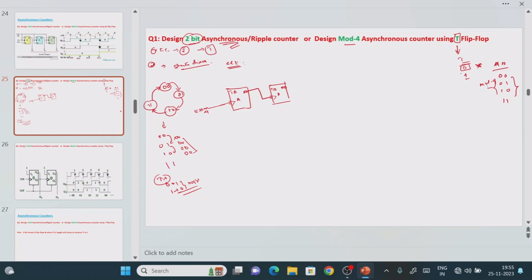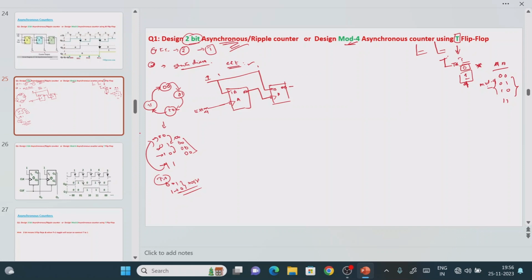Now what is the condition we have to take? T equal to 1, then only the toggle condition will occur, so that your count will change from 0 to 1, 1 to 2, 2 to 3, then 3 to 0. So what value do we have to connect? TA should be 1, TB should be 1. Instead of giving two external values, I am just connecting both terminals to the same value, 1. In previous classes, what did we do? We connected JA, KA to 1 and JB, KB to 1. Because here the T flip-flop has only a single input, we are just connecting TA to 1, that's it. That's the only difference. Remaining everything will be the same. So this is the circuit diagram for the 2-bit or mod 4 asynchronous counter.